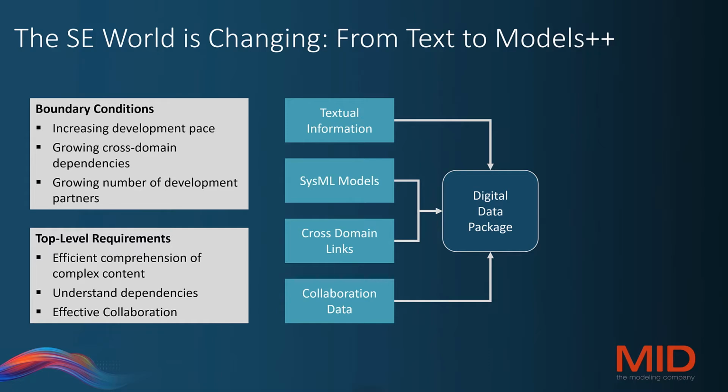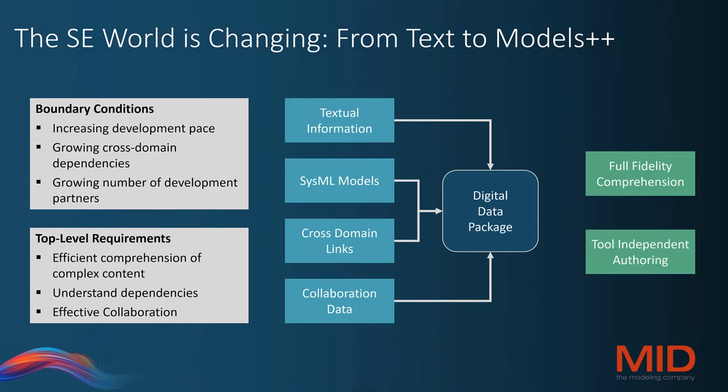Now, the question is: how do we design this DDP and how do we include all these different types of information into one digital data package? Basically, we have to focus on two core challenges. Number one, how do we make sure anybody can read, navigate, and analyze the information? So how do we reach full fidelity comprehension? And number two, how do we allow authoring independent of tools and tool formats, especially looking at SysML?